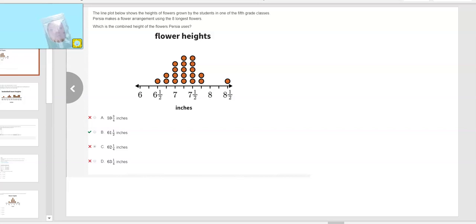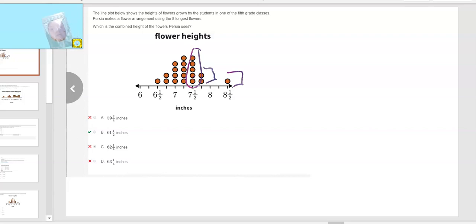Okay, the dot plot below shows the heights of flowers grown by students in one of the 5th grade classes. Persia makes a flower arrangement using the 8 longest flowers. What is the combined height of the flowers Persia uses? So, if she used the 8 longest flowers, then she used 1, 2, 3, 4, 5, 6, 7, 8.